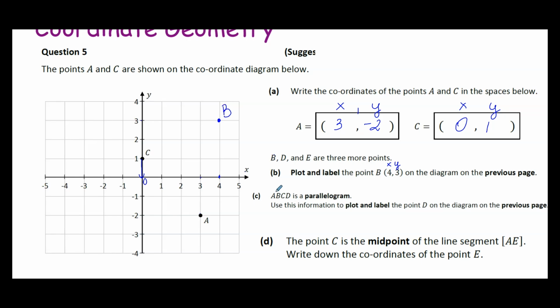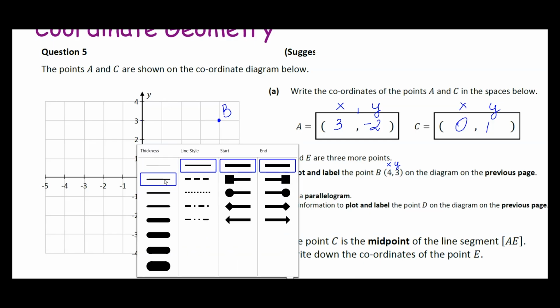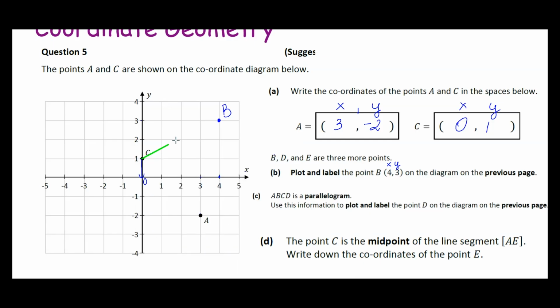And then we are told that ABCD is a parallelogram. Use this information to plot and label the point D on the diagram on the previous page. So let's just get some lines so that we can see that. Let's just change the color of our line. So here, if I join them, I am getting the idea of the shape.